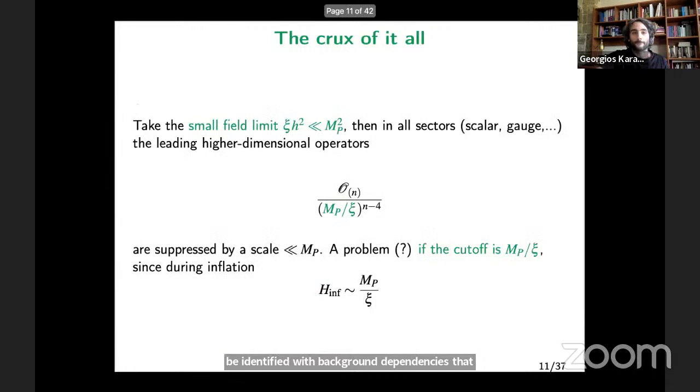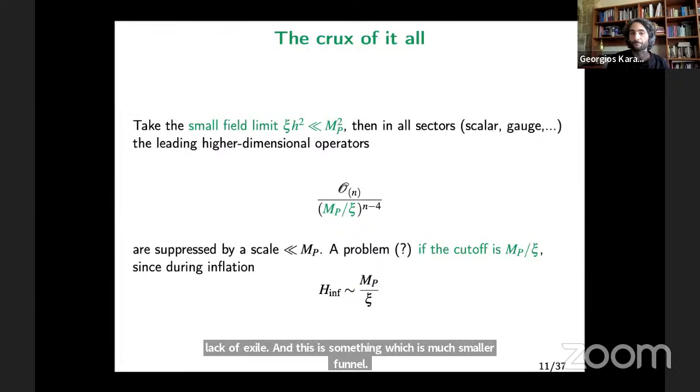So, first, I'm going to start by discussing the small field limit and see what happens there. The small field limit, and not inflation, corresponds to when the Planck scale dominates over the Higgs expectation value, or better said, xi h squared. And what one finds is that in all sectors, scalar sector, gauge sector, fermionic sector, don't forget, we're talking about the standard model Higgs, and the standard model Higgs interacts with gauge bosons and with fermions, then what we find is that the leading higher dimensional operators come hand in hand with the scale M Planck over xi. And this is something which is much smaller than M Planck for the values of xi that I told you before. It's 10 to the 4, don't forget.